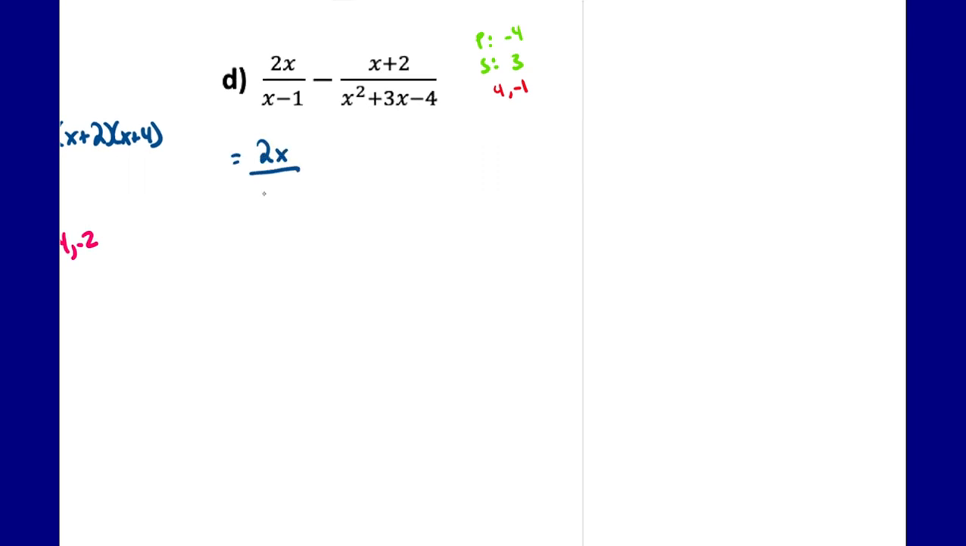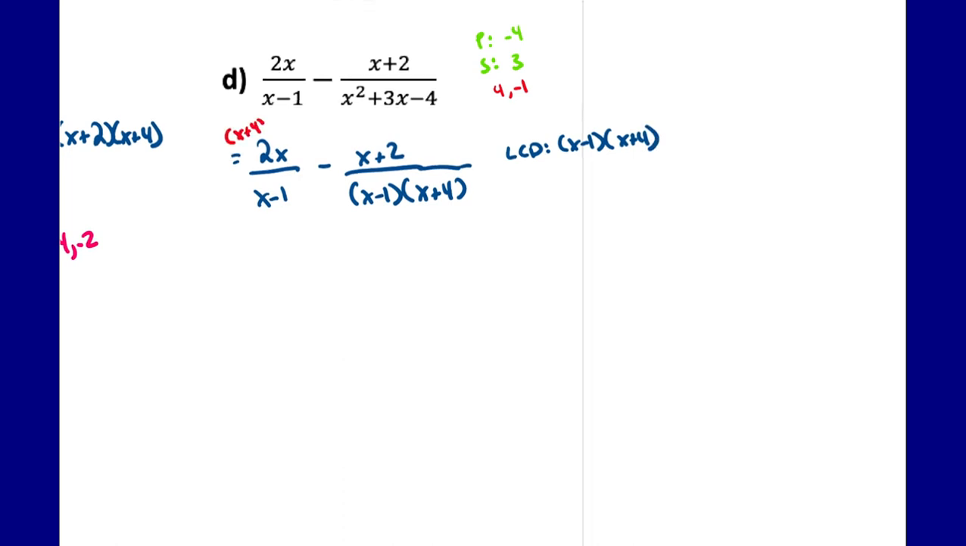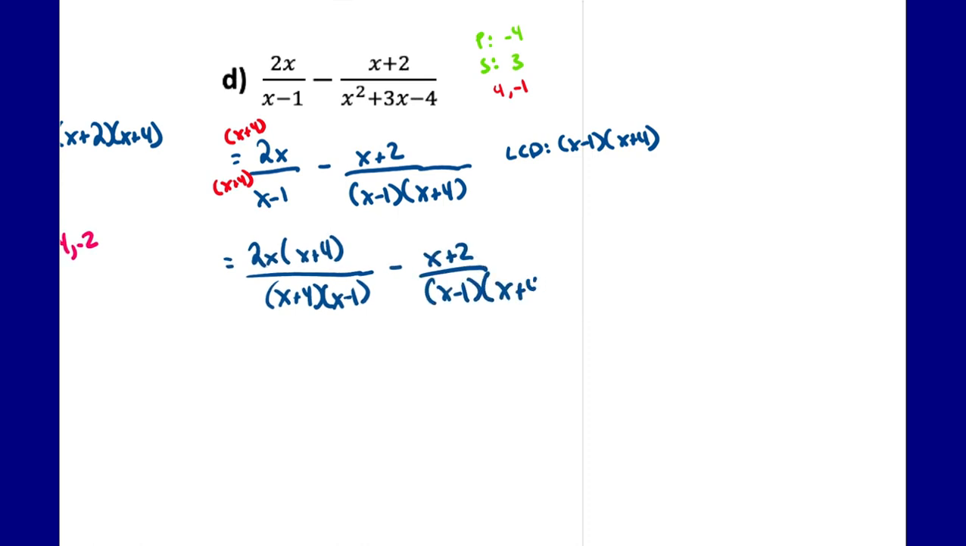So all I'm going to do is rewrite as 2x over x minus 1, minus x plus 2 over x minus 1 times x plus 4. All I've done is factor the denominator. I should recognize that for the lowest common denominator, they share the factor of x minus 1. The only difference is the x plus 4. So I have to multiply the first fraction entirely by x plus 4. So I have 2x times x plus 4 over x plus 4 times x minus 1, and that fraction is subtracting x plus 2 over x minus 1 times x plus 4.